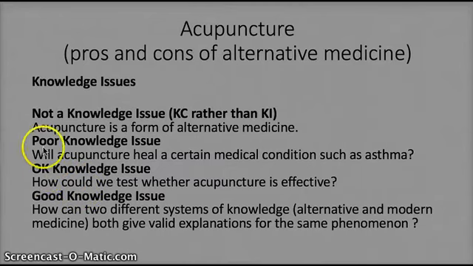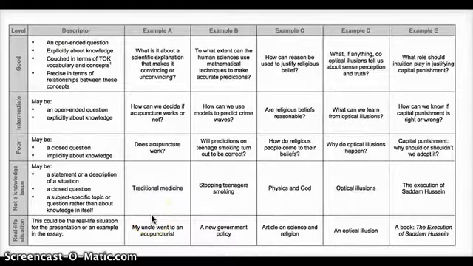And then we get right down here, we sort of extract it down right to a good knowledge issue. How can two different systems of knowledge, alternative and modern medicine, both give valid explanations for the same phenomena? So now we're starting to look at the knowledge behind the situation, not the specific things about alternative medicine. And it's really easy in TOK to actually get caught up in the actual real life situation and not drive it down into knowledge. So the IB make these two great sheets about knowledge questions.